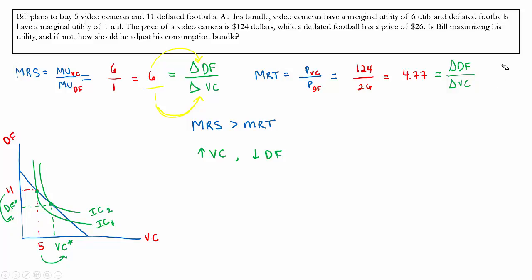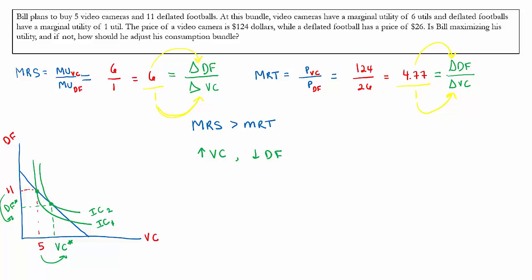Also a rise over a run. 4.77 is how many deflated footballs he can afford to buy if he gives up one video camera. Or if he buys one more video camera, he'll have to give up 4.77 deflated footballs.